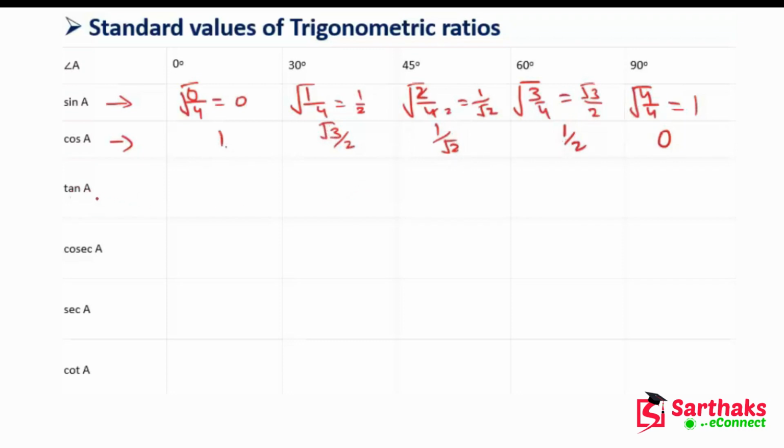Okay, yeah, so now tan A, we have to find the value of tan A, means tan 0, tan 30, tan 45, tan 60, and tan 90. Okay, so we know that tan A is what?